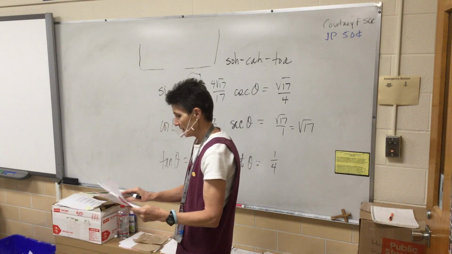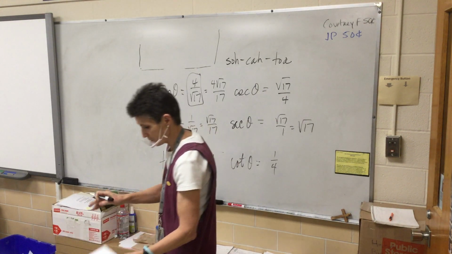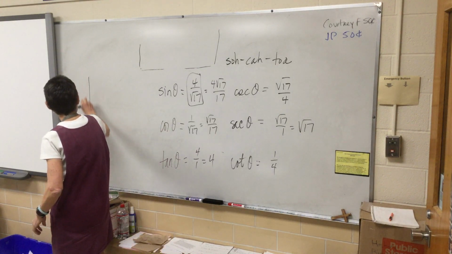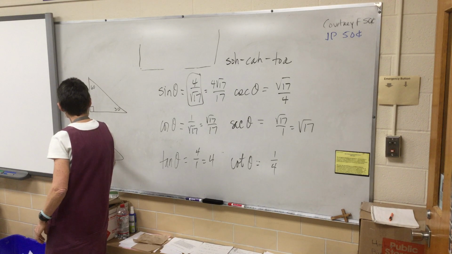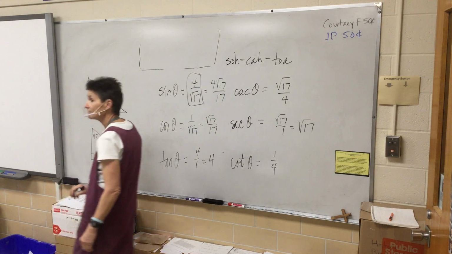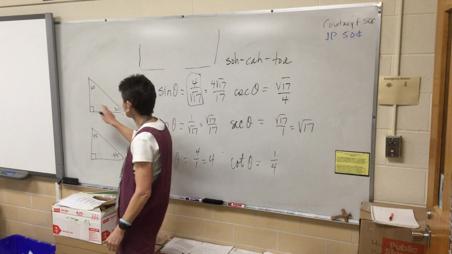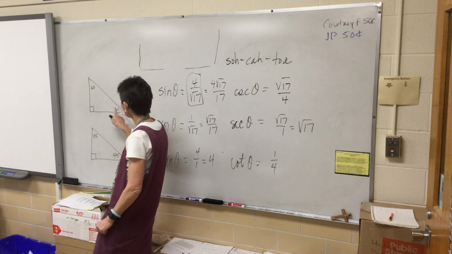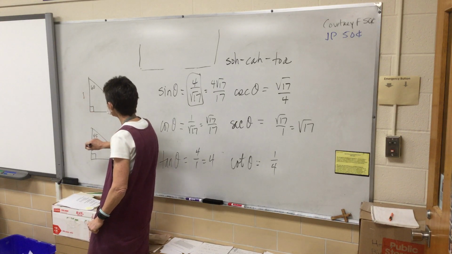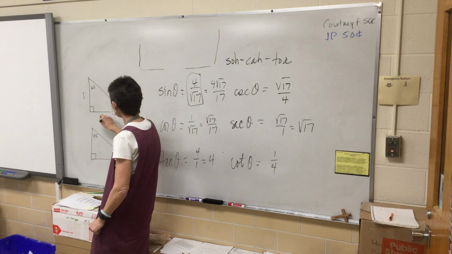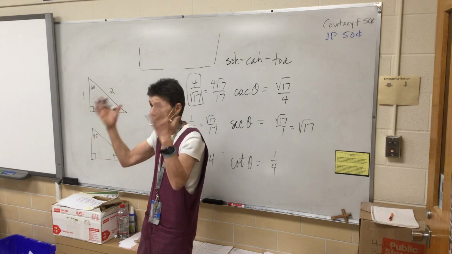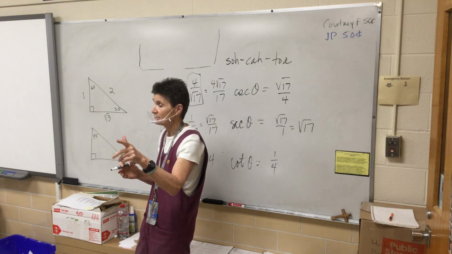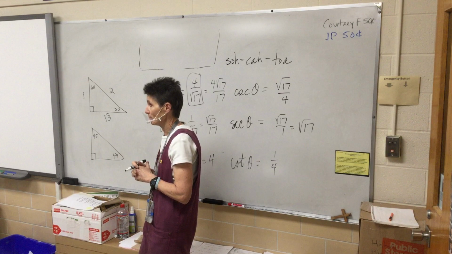You remember spending a lot of time with Mrs. Hollis or whoever you had, talking about 30, 60, 90 triangles and 45, 45, 90 triangles. You absolutely have to know that in a 30, 60, 90, the sides are in the ratio: across from the 30 is 1, the hypotenuse is 2, and across from the 60 is root 3. You have to know that. That's got to be memorized. So I know you memorized it back then, but you may have forgotten it now. That has to be memorized.